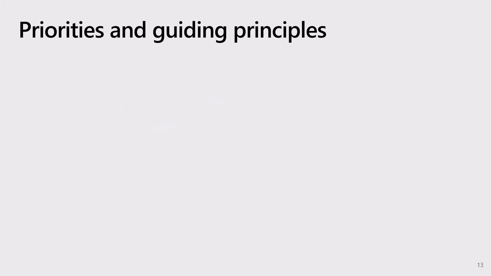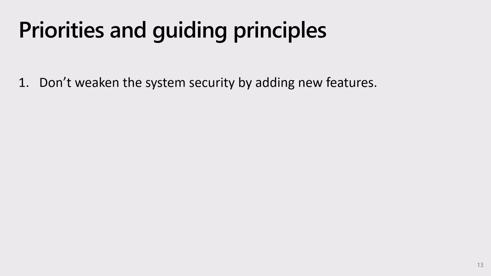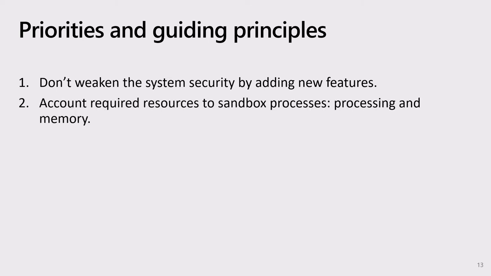Now let's see the priorities and guiding principles for Landlock. First, we need to make sure that we don't weaken the system security by adding new features. When modifying the Linux kernel, it means that these new features are potentially entry points for attacks against the kernel and all resources it controls access to. Second, only sandboxed processes shall be accounted for the sandbox, and we should limit the use of non-user space accounting, which means the kernel. This includes access check time and allocated memory.